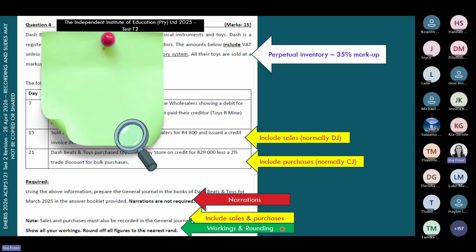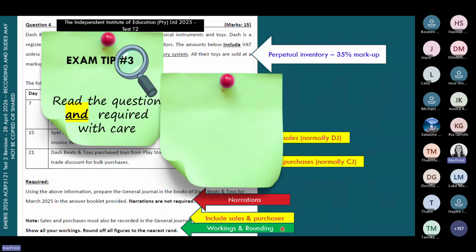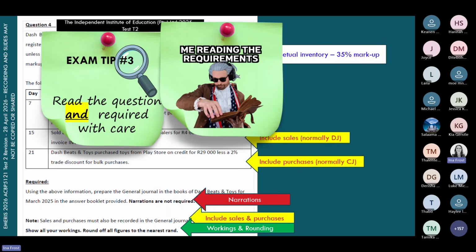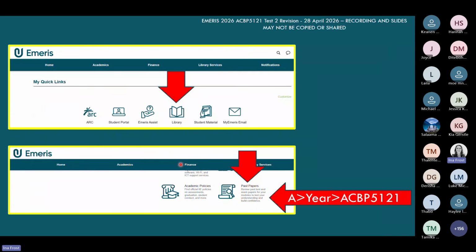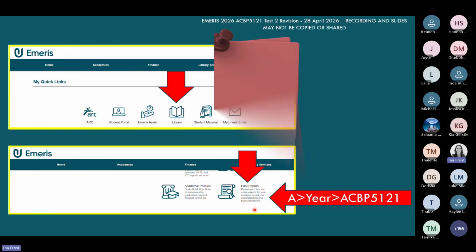So that is exam tip number 3 then: please make sure you are reading your required, but that you're also reading the entire question so that you don't miss out any little details that we give you in a question. If you're looking for past papers, remember you can go onto your Emerus landing page. You can go to library, and that's where you will find the past papers.